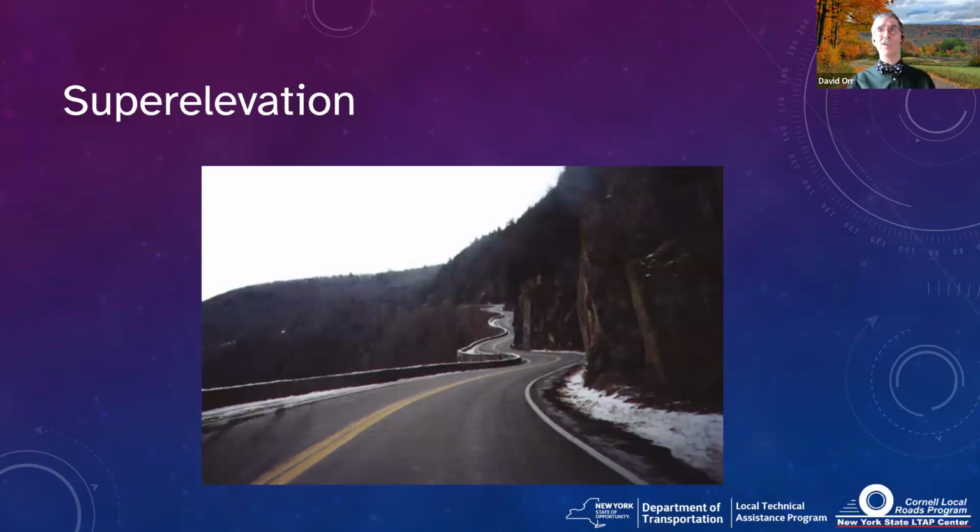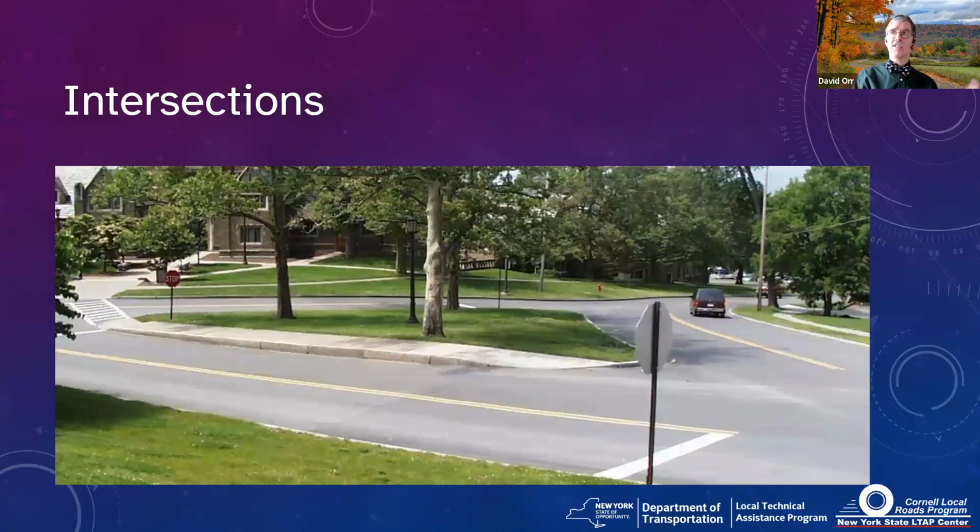You can only have so much super elevation in a rural area where you got snow. And like it or not, New York, we do get snow. I know we haven't seen any yet this year, but we will get snow. We know that. So you have to be limited in terms of how much super elevation you can have. And of course, there's lots of standards out there for intersections.